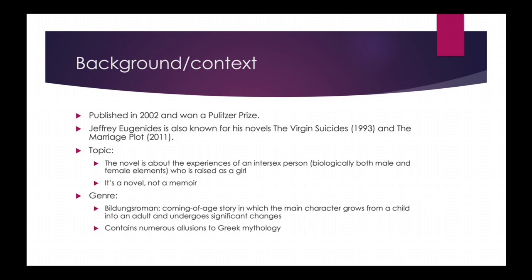So the topic of the novel is that it's about the experiences of this intersex person who's named Calliope, but then also goes by Cal. So Calliope has a genetic condition that makes it so that she is both male and female biologically, has both male and female elements. And at first, Calliope is raised as a little girl. So she's named Calliope, she's treated as a little girl, and then later, I don't want to give too many spoilers here, she comes to realize that she's male. And so then kind of starts to live as a man.